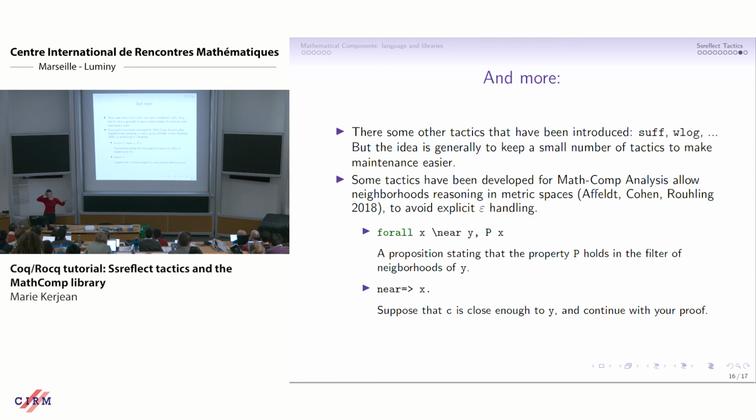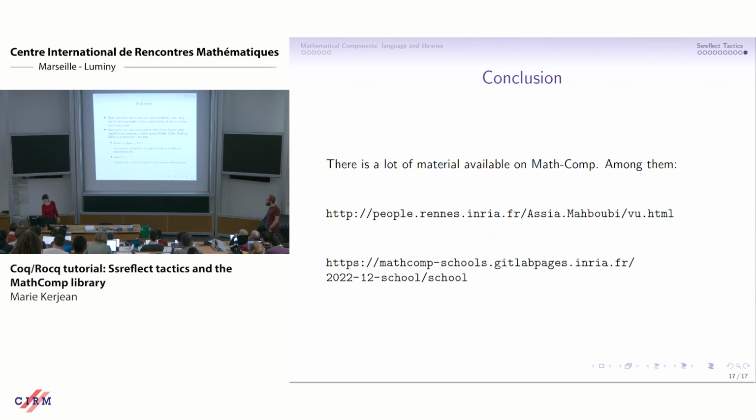You have the MathComp analysis, which uses other tactics that allow you to avoid the explicit handling of epsilon notations, and to just state that I am near my goal and that's enough for me. I don't want to state explicitly now or never how close I am to the point which is in my neighborhoods. There's a lot of material available on MathComp and Ssreflect.